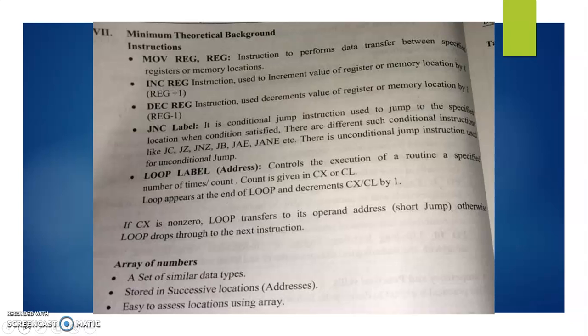So what is an array? An array is a set of similar data types stored in successive locations, and these locations are easy for the user to access. These are some of the instructions used in this assembly language program. There are a lot of instructions, but these are the basic ones we are using.